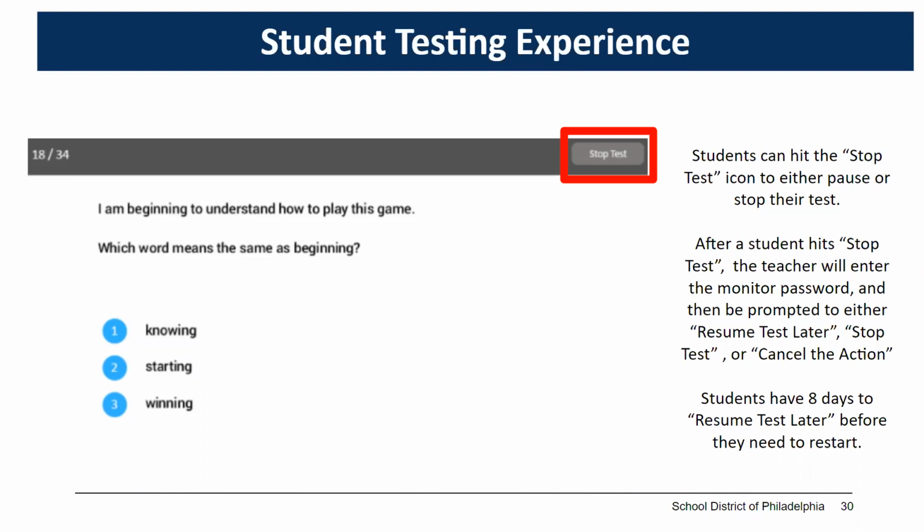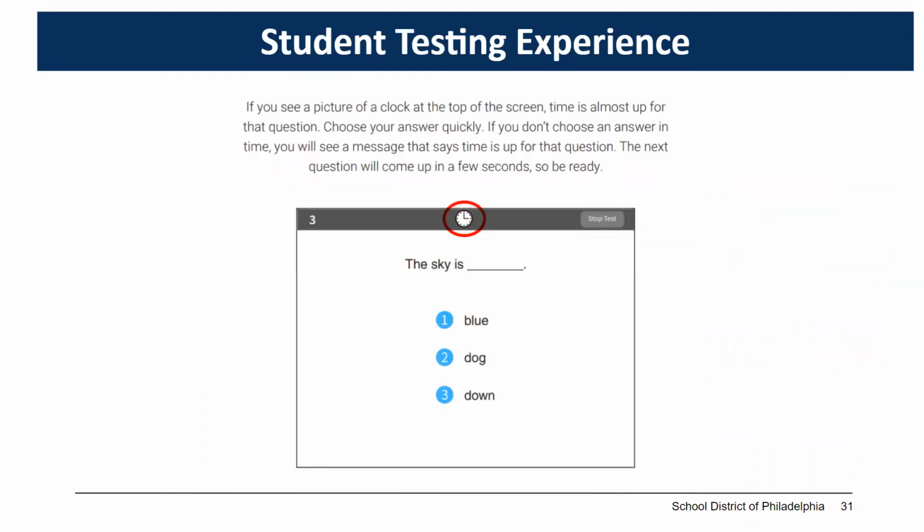If this particular option is chosen, a student has 8 days to complete the assessment from the point at which they paused the test. After 8 days, the student will have to start the test from the very beginning. The last feature I would like to point out is a picture of a clock at the top of the screen that signifies there is only 15 seconds left to answer the question. Once the 15 seconds has expired, the platform will automatically move a student on to the next question.